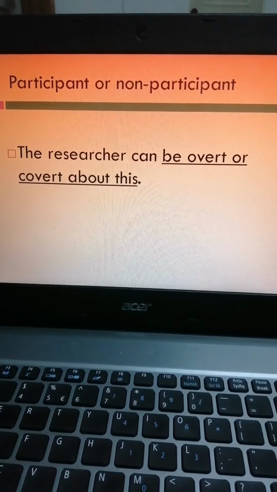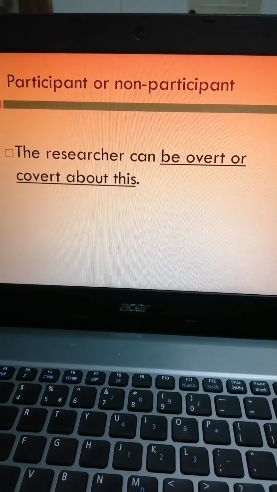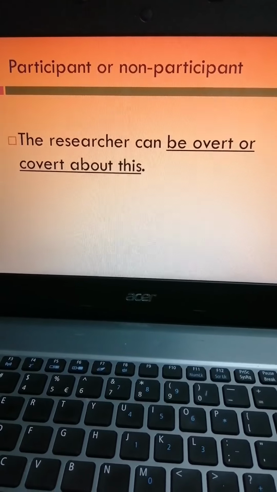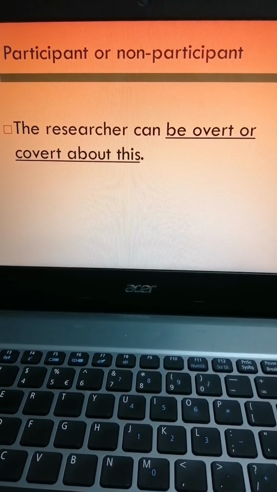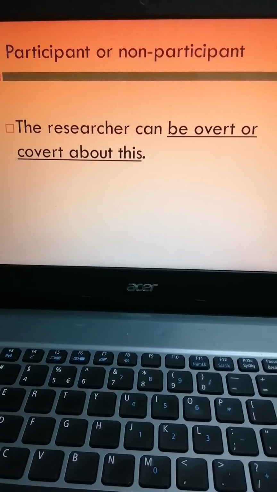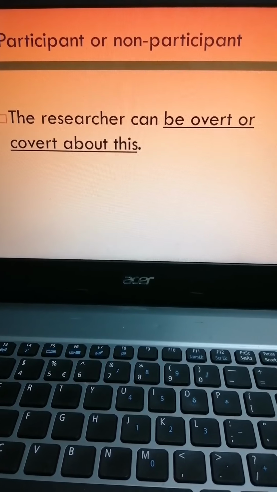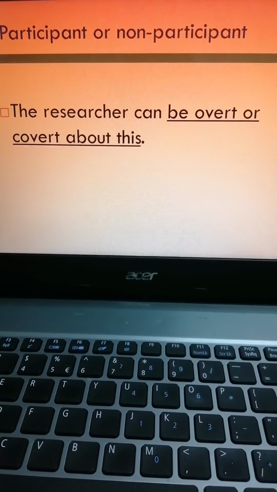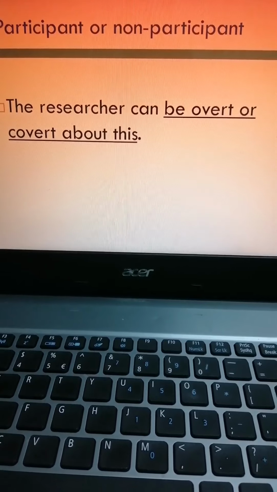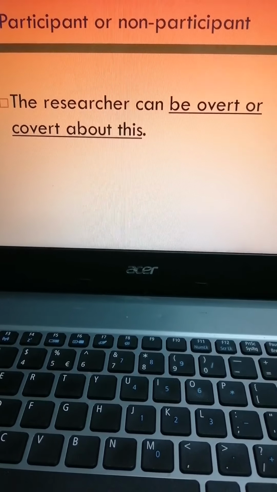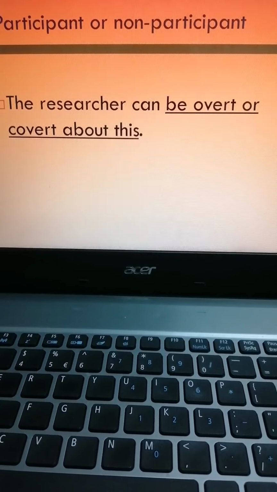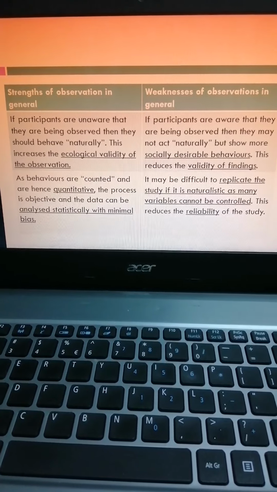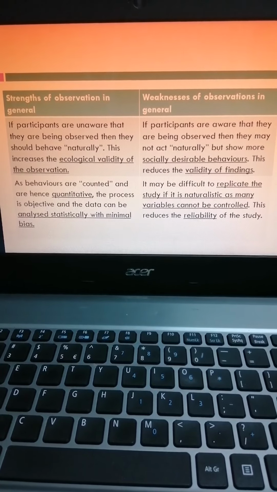The next one is still on participant or non-participant observation, but you have to know that when it comes to participant or non-participant observation, it can be either overt or covert. The researcher can be open about this, or they can hide themselves and pretend that they are part of the group of the participants. So let's look into the strengths as well as the weaknesses of using the observational method in general.